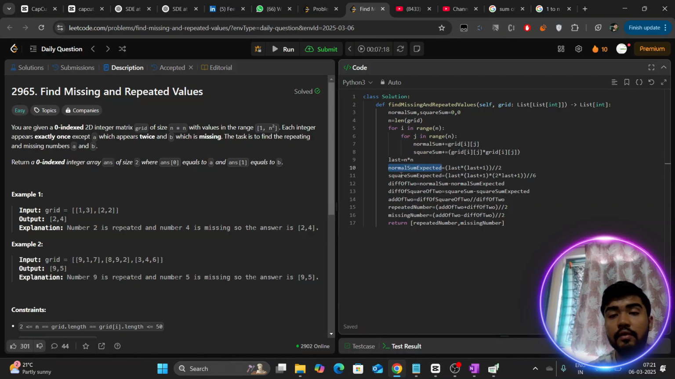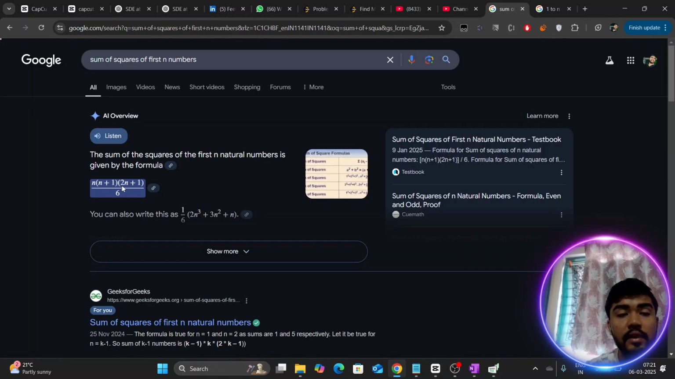So I have used that only. That is also a formula you will definitely be aware of from class 11 or 12. If our last is n, the square of sum is last into last plus 1 into 2 into last plus 1 by 6.